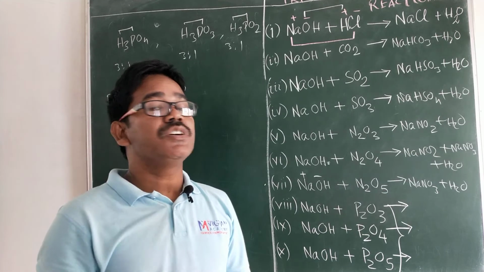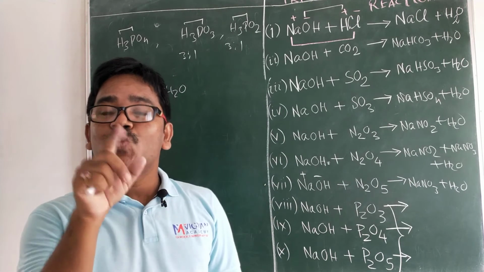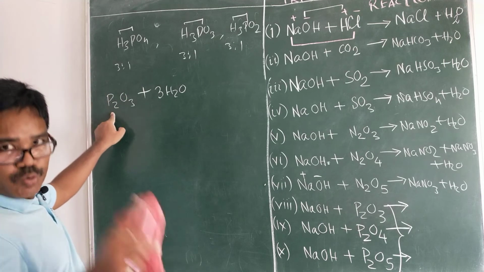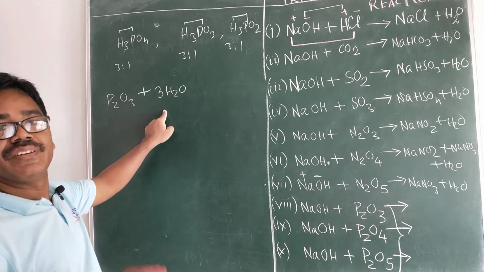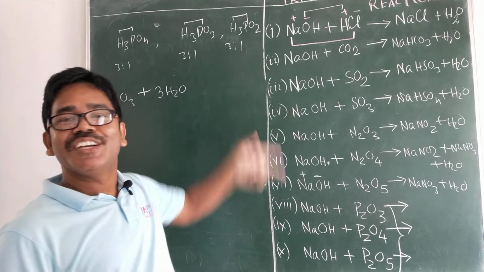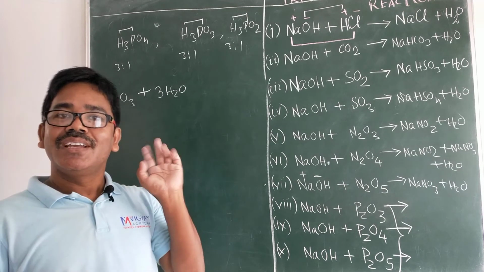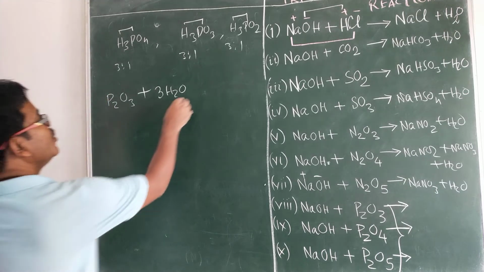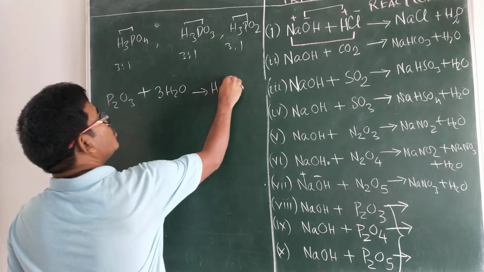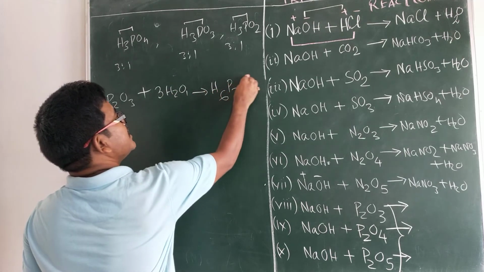Why? Because in case of oxyacids of phosphorus, the hydrogen phosphorus ratio is 3:1. Therefore, to maintain the ratio, with 2 phosphorus we require 6 hydrogen, which means adding 3 water molecules. That is the difference from the rest of the reactions. Clear? Therefore, we get 6 hydrogen, 2 phosphorus, and 3 plus 3, 6 oxygens.